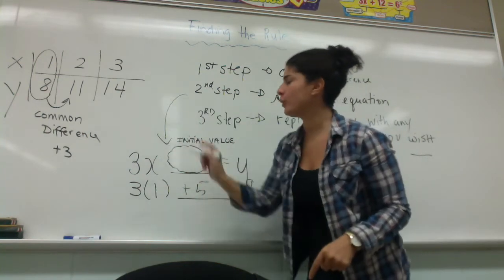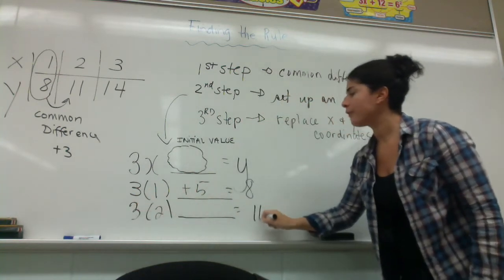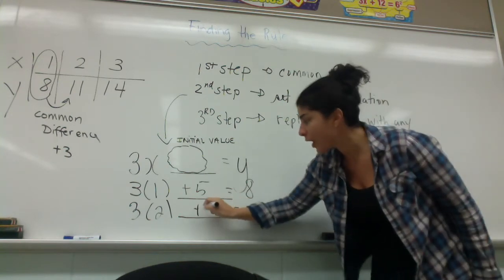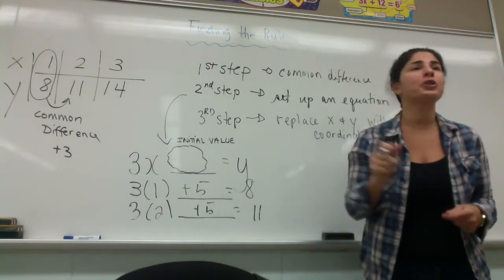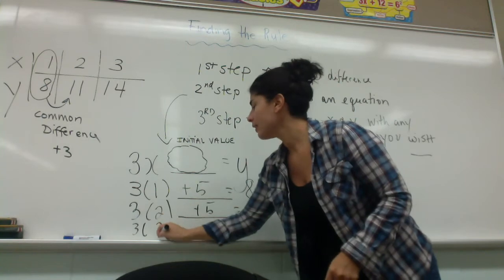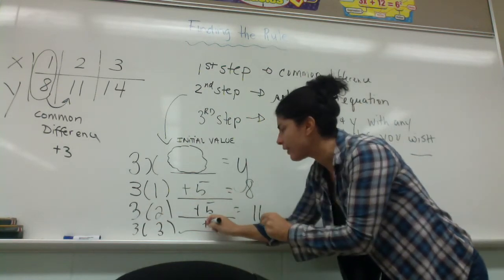Could I have used 2 and 11? Yeah, 3 times 2 equals 6, and what's missing to get 11? Plus 5. Oh, I don't like the numbers 2 and 11. I want 3 and 14. Okay, 3 times 3 has to equal 14. Oh, there it is. Plus 5 again.